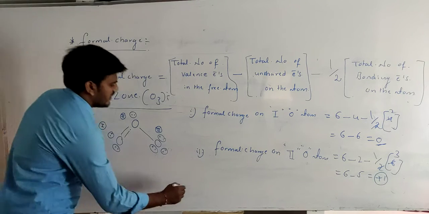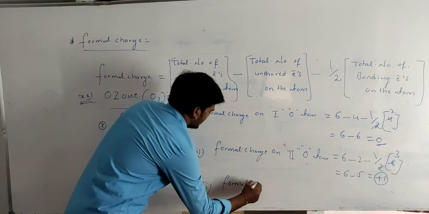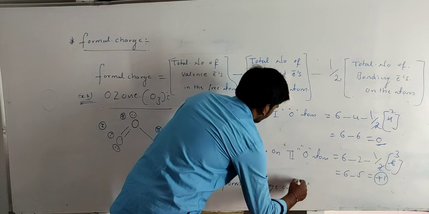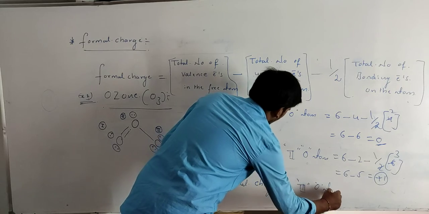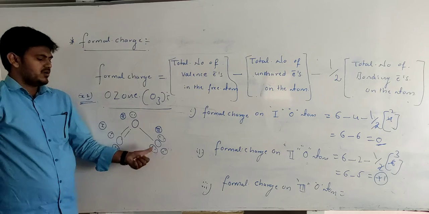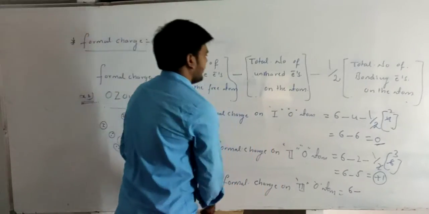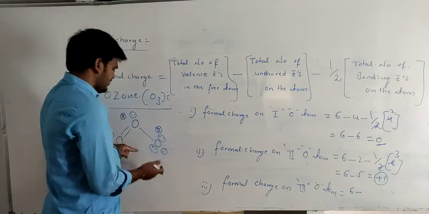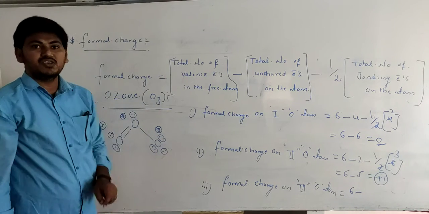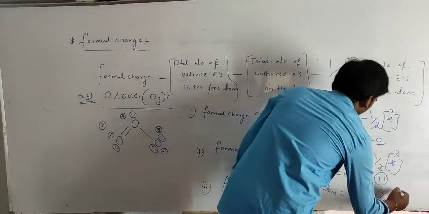Next, the third one. Formal charge on the third oxygen atom. Very simple. First oxygen atom, second oxygen atom, third oxygen atom. First of all, valence electrons 6 minus total number of unshared electrons on the atom. The third oxygen atom has 1, 2, 3, 4, 5, 6 unshared electrons. Minus half into total number of bonding electrons on the atom.